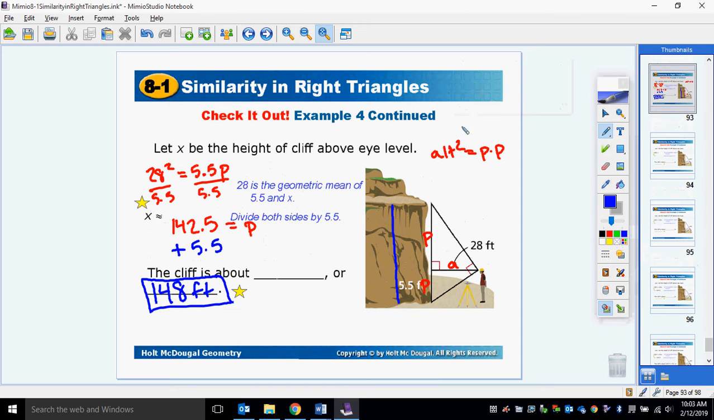All right, hopefully you got 148 feet. If you needed to use altitude squared equals piece times piece, you plug in 28 for the altitude, 5.5 for one of the pieces, and you solve for that piece. So you get 142.5 here, and you have 5.5. You have to add those together to get the entire length of the cliff. So add them together, you get about 148.